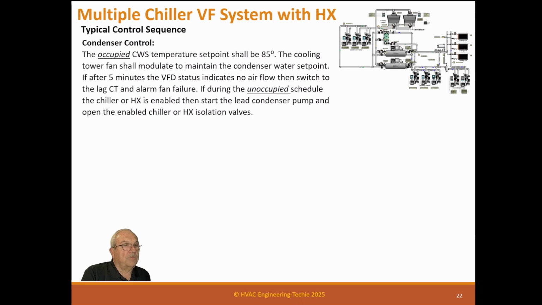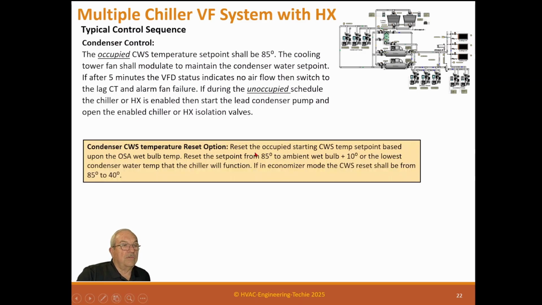If during the unoccupied schedule the chiller or heat exchanger is enabled, then start the lead condenser pump and open the enabled chiller or heat exchanger isolation valve. Again, here's an option that instead of using 85, you could use a reset sequence of wet bulb plus 10 degrees, which will give you a lower cooling tower water temperature, which will increase your efficiency.